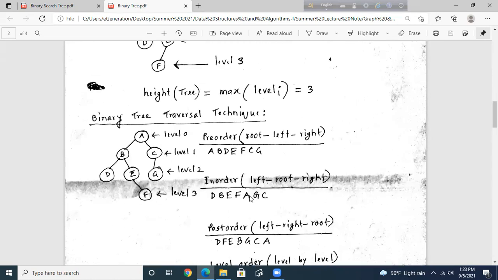Now in-order traversal. In in-order traversal, the root is in the middle position. Before root, we have left, then right. But in-order and post-order are difficult with respect to pre-order.